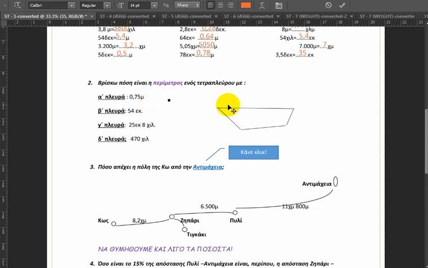So 0.75 meters is 750 millimeters. 54 centimeters is 540 millimeters. 25 centimeters is 250 millimeters plus 8 makes 258 millimeters. And then we have the 470 that are already in millimeters.